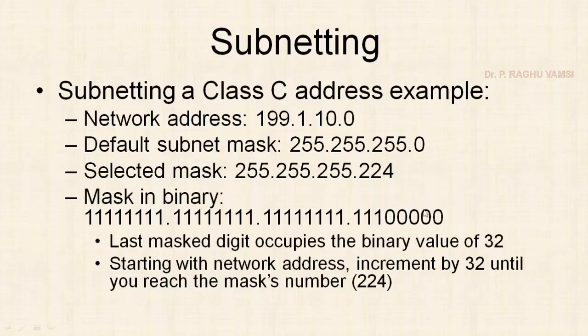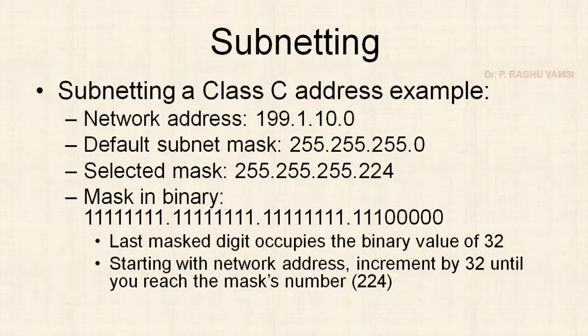For every subnet range, or network range, whatever IP addresses you create, as we have seen previously, the first IP address is the network ID and the last IP address is the broadcast ID. Whatever IP addresses are available in the middle can be used for allotment to the computers. Now, the last masked digit occupies the binary value of 32 because 5 zeros are there. That is 2 power 5, which is equal to 32. Starting with the network address, increment by 32 until you reach the mask number 224.